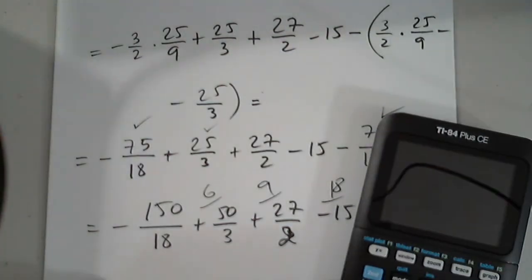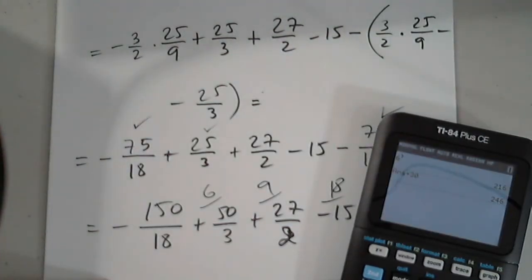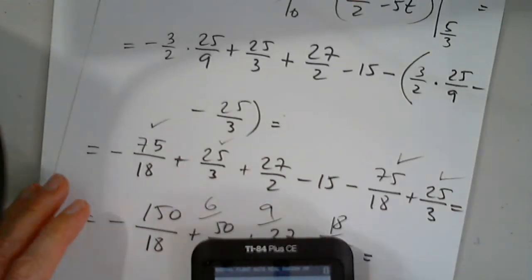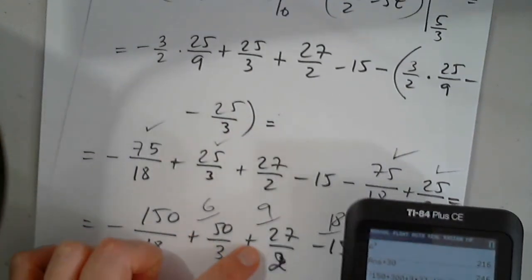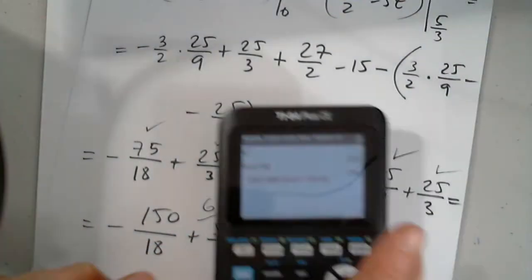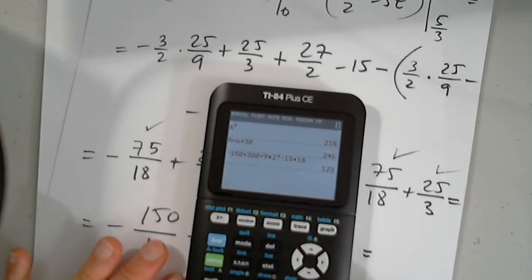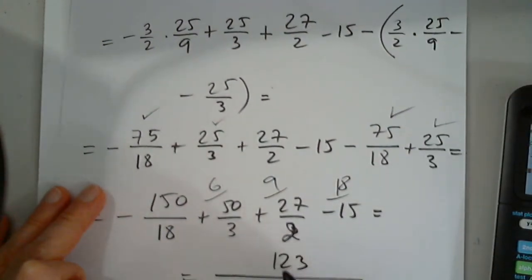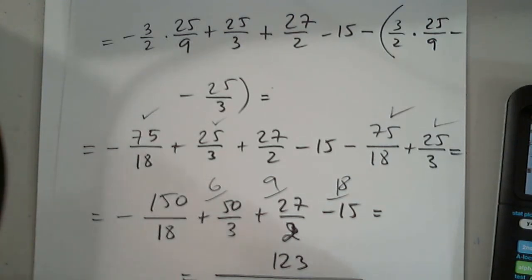So let's see what I get. Correct my numbers anytime. Negative 150 plus 300 plus 9 times 27 minus 15 times 18. I'm checking my numbers again. Negative 150. Yes, that's 300. 9 times 27. Negative 15 times 18. I got 123. And that is in meters.